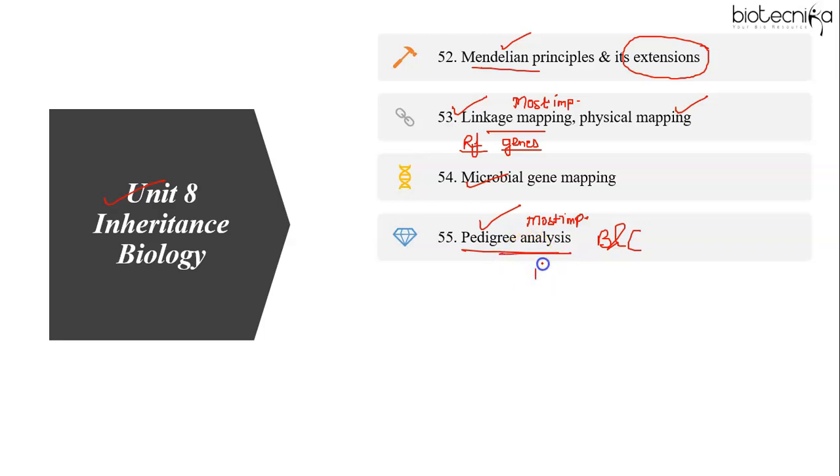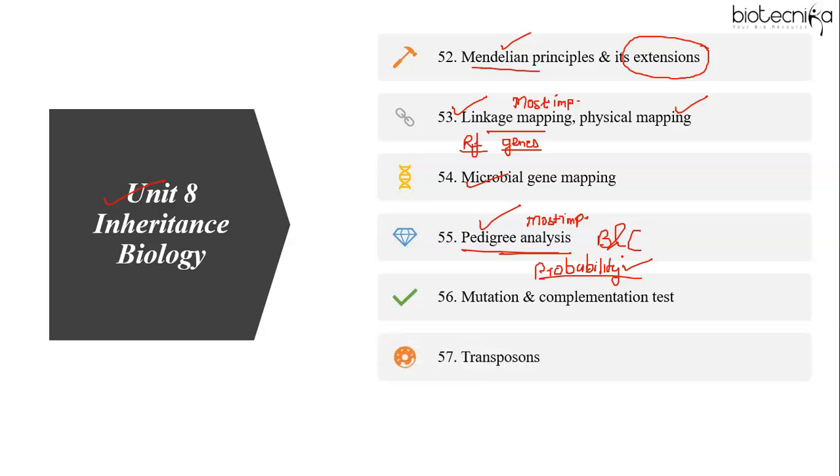The pedigree analysis topic can be merged with probability in genetics. Like a pedigree, a family tree is given, and you have to find out the probability of getting a particular genotype in the progeny. Then even questions on mutation and the complementation test are often asked, like whether the mutation is associated with a single gene or with more than one gene.